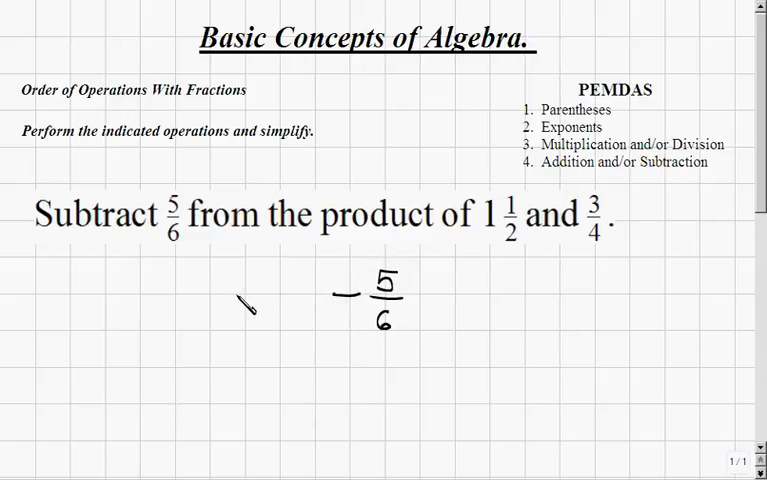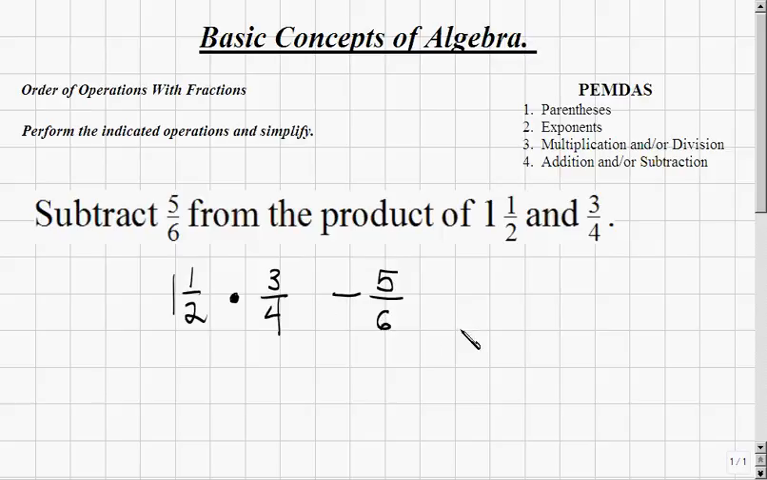The word product means multiply, so we'll need two expressions to multiply. And sure enough, we have 1.5 and 3/4. So 1 and 1/2 as one number and 3/4 as the other. "Subtract 5/6 from the product of 1.5 and 3/4" interprets to become 1.5 times 3/4 minus 5/6.